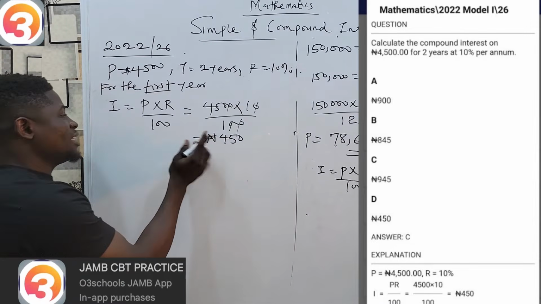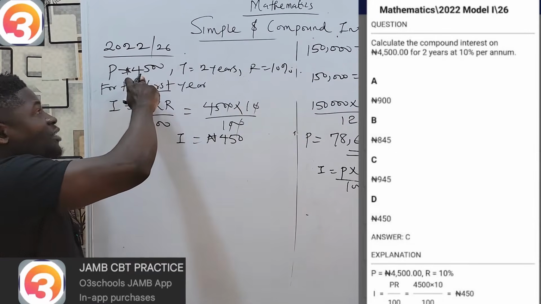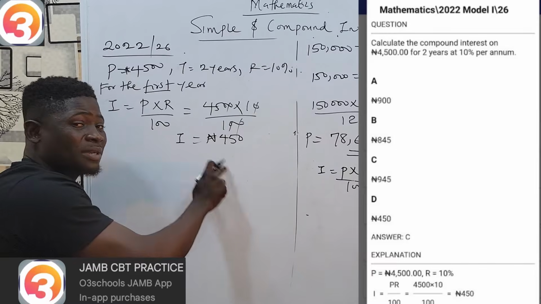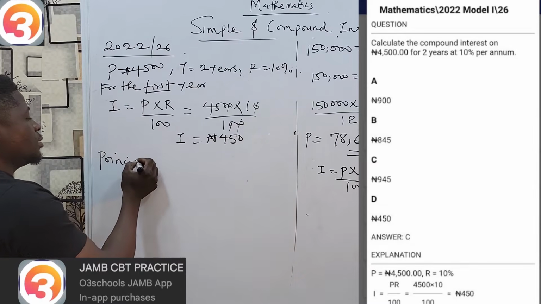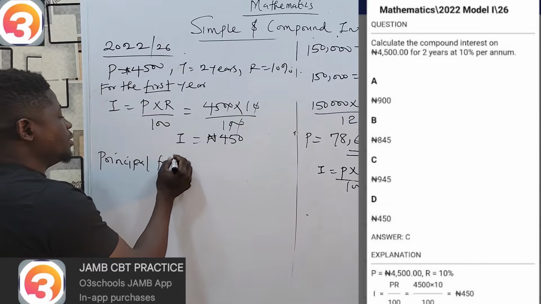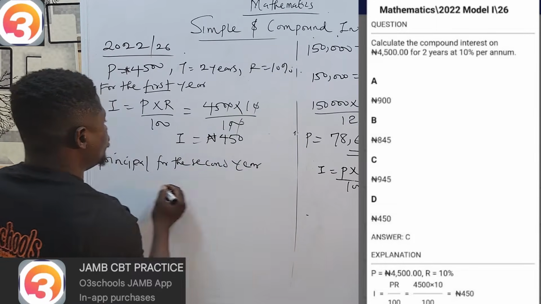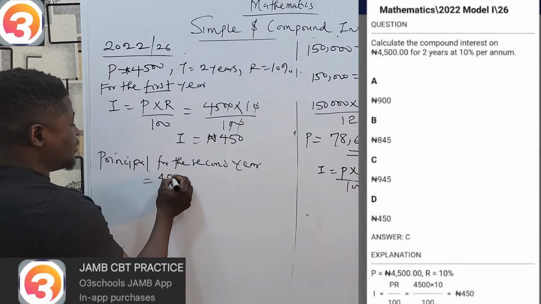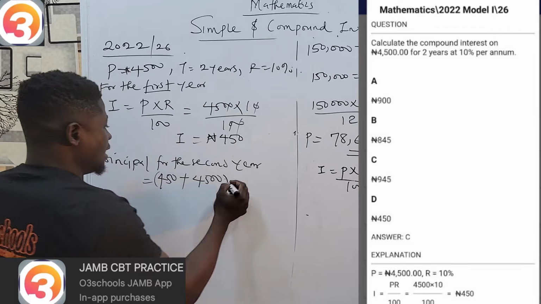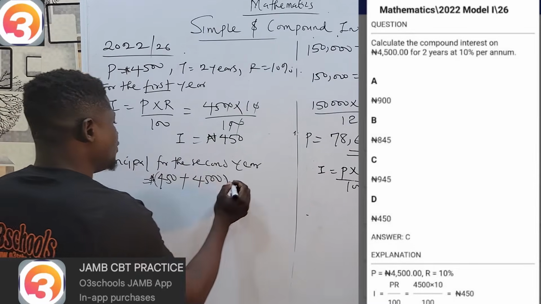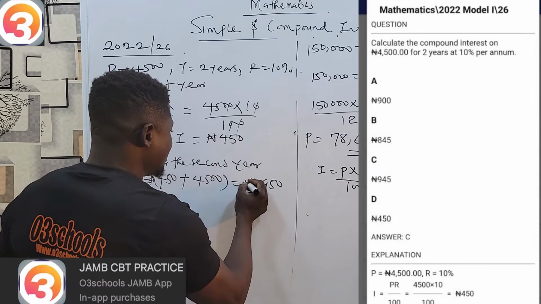So now this interest we have gotten, we will add it to the principal. If you add it to the principal, it will now form the principal for the second year. So principal for the second year will be equal to what now? 450 naira plus 4,500 naira, all in naira. If you add that, you're going to have 4,950 naira as the principal.